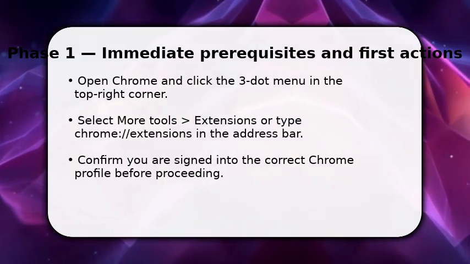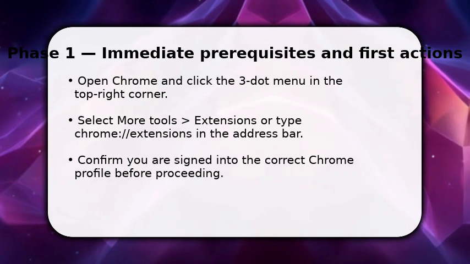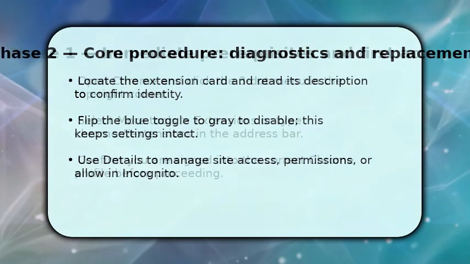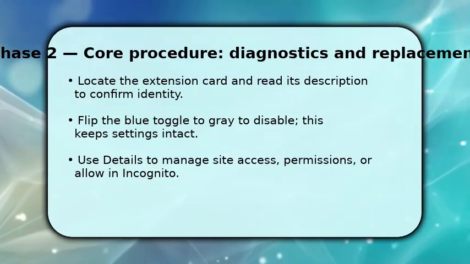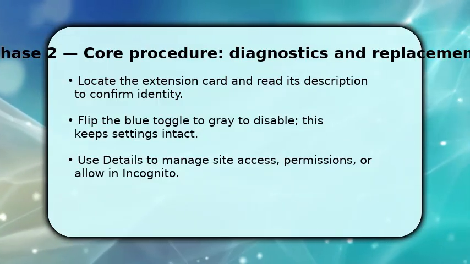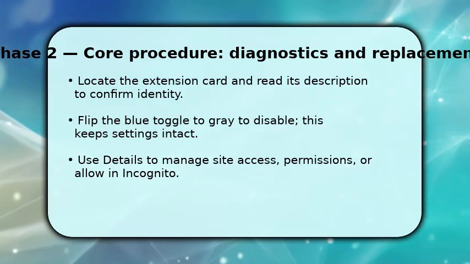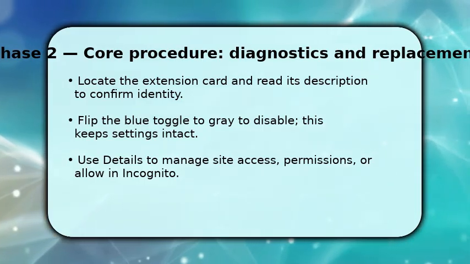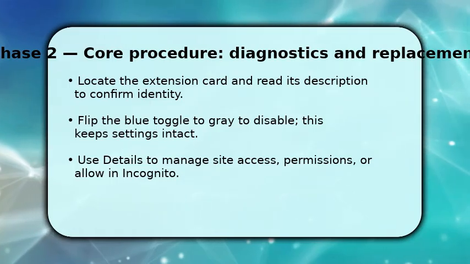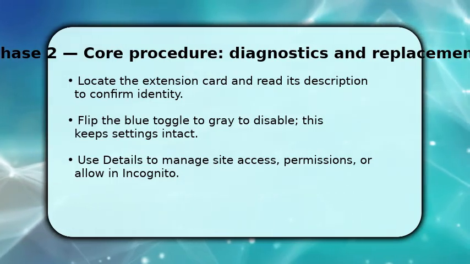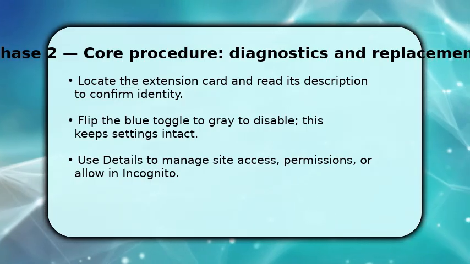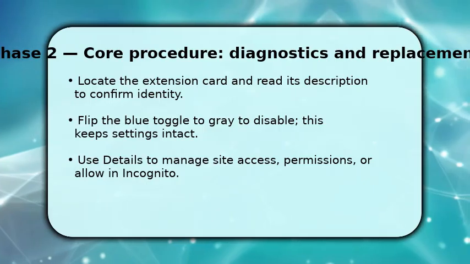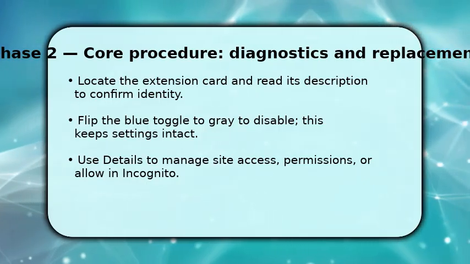Now, identify the extension you want to disable. Observe its card for the toggle switch and any details you may need. You now take action. Find the extension card and double-check the name and icon so you don't disable the wrong tool. Flip the toggle from blue to gray to disable the extension. This preserves its data so you can re-enable later. If you need finer control, click Details to restrict site access, manage permissions, or allow incognito. Those options explain the why behind behavior changes.